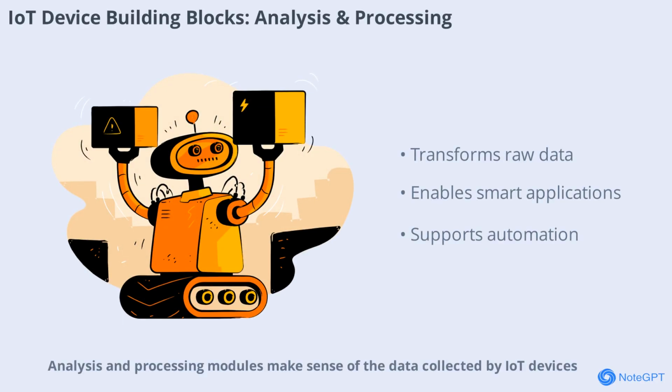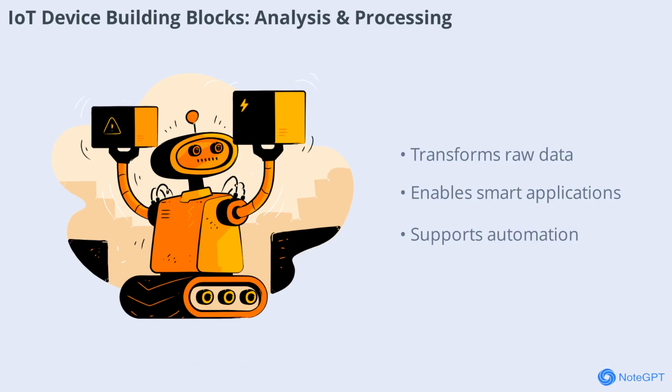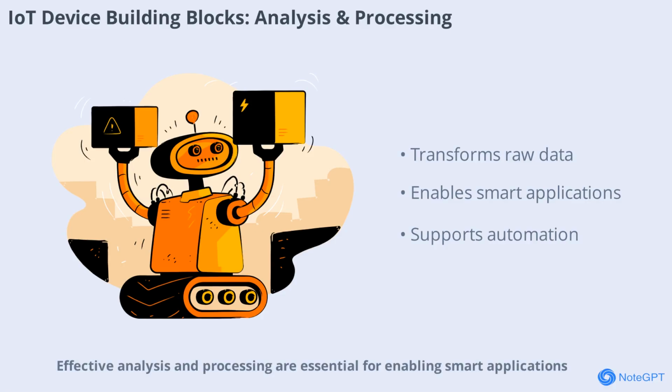Analysis and processing modules make sense of the data collected by IoT devices. These modules can run locally on the device or in the cloud, transforming raw sensor data into actionable insights. Effective analysis and processing are essential for enabling smart applications, predictive maintenance, and automated decision-making in IoT ecosystems.